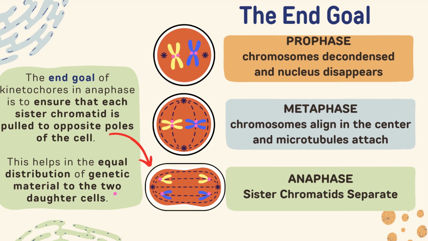So the primary end goal of a kinetochore in anaphase is to make sure that each sister chromatid is pulled towards the opposite pole of its cell. So this equal distribution helps in genetic material to the two daughter cells. So a stable relationship for kinetochores ensure accurate chromosome segregation and correct cell division.